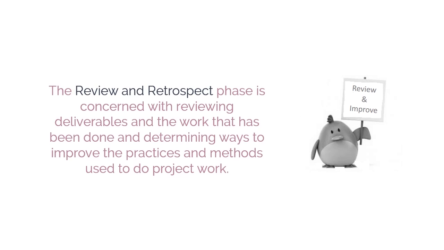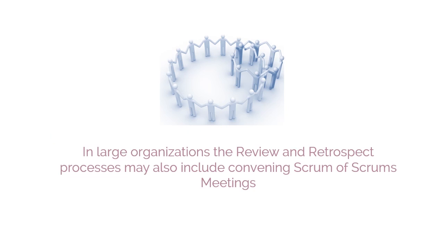The Review and Retrospect phase is concerned with reviewing the deliverables and the work that has been done, and determining ways to improve the practices and methods used to do project work. In large organizations, the review and retrospect processes may also include convening Scrum of Scrums meetings.